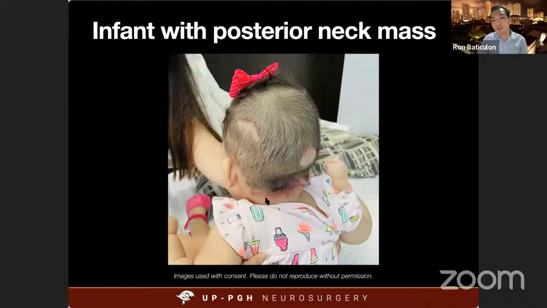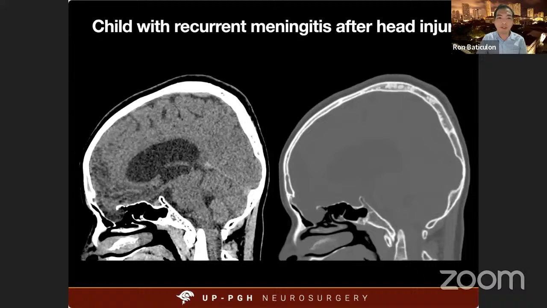Finally, this is a child, a teenager, referred to me with recurrent meningitis after head injury. And what we see here, when we did the scan, you could see there's a basal frontal fracture.